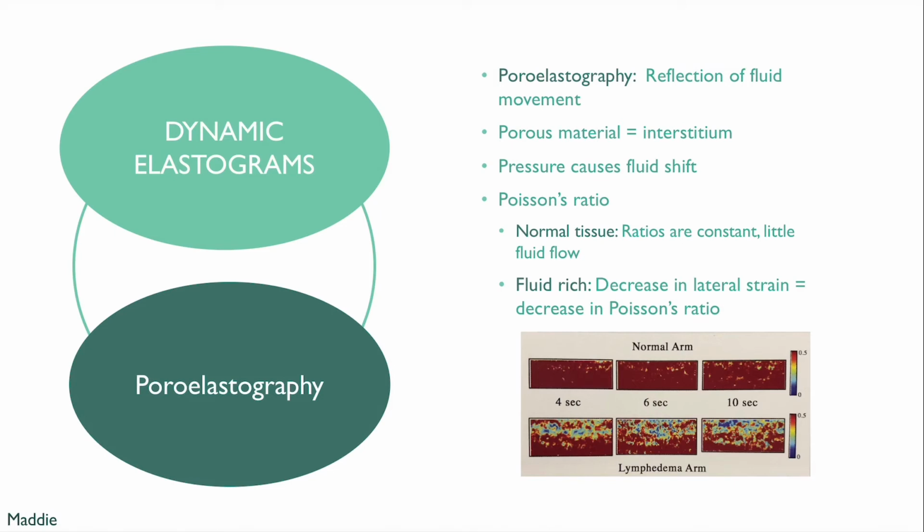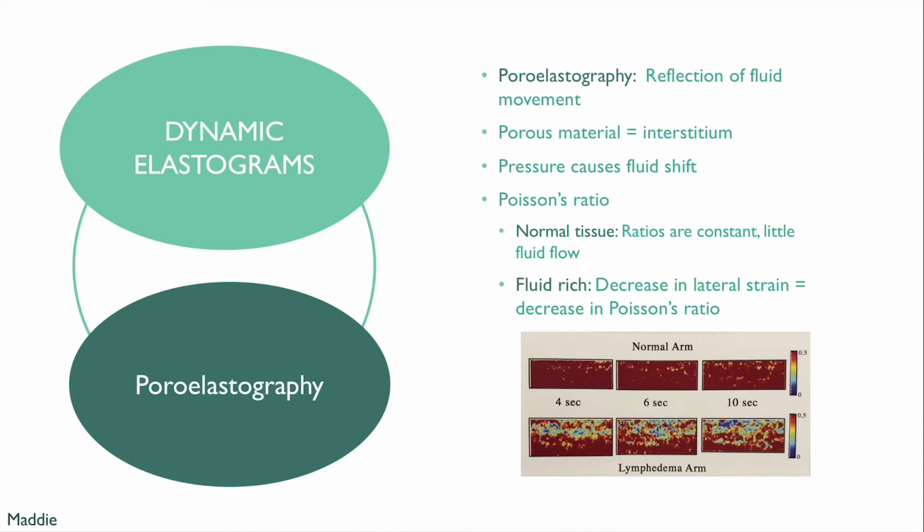Poisson's ratio is computed at each frame, so it is more quantitative because it's a dynamic elastography method versus a static elastography method. Understanding the change in Poisson's ratio can help us understand fluid rate changes in the tissue. We can monitor lymphedema effects and fluid draining with this technology. As you can see in the photo, in normal tissue the ratios are constant with little fluid flow. But in fluid-rich materials, there's a decrease in lateral strain with a decrease in Poisson's ratio. We can see contrast between lymphedema effects and normal arm effects.